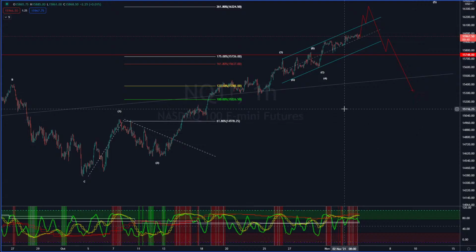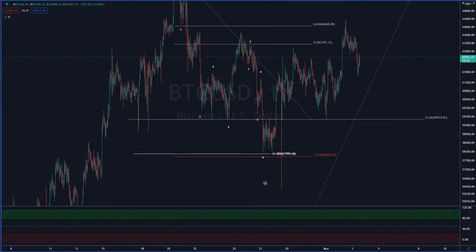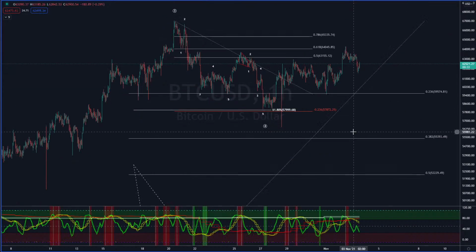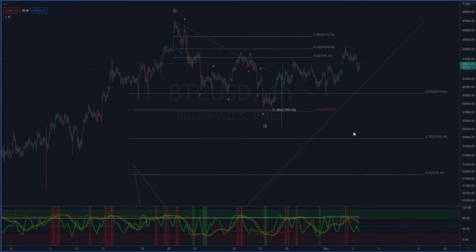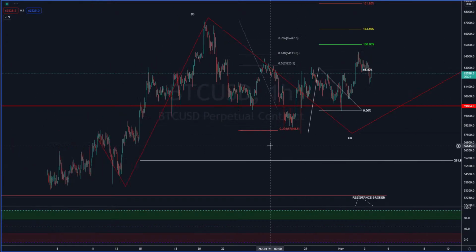Okay, let's go ahead and take a look at Bitcoin. Again, I want to keep this short. I want to keep it to the point. On Bitcoin, let me get the right chart here. This is the one that I wanted to pull up right here.